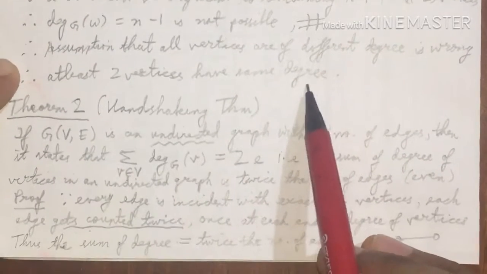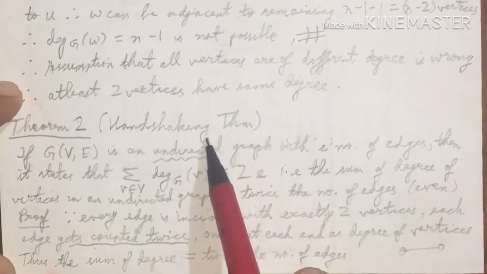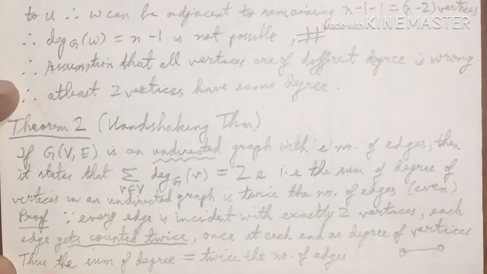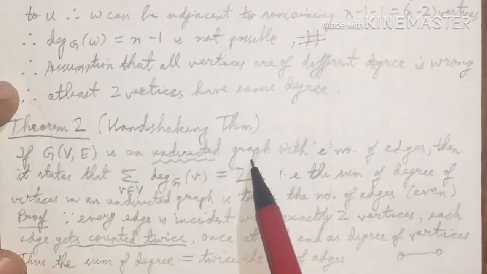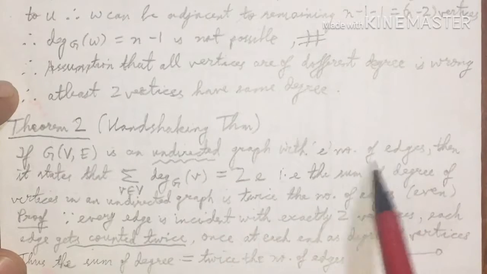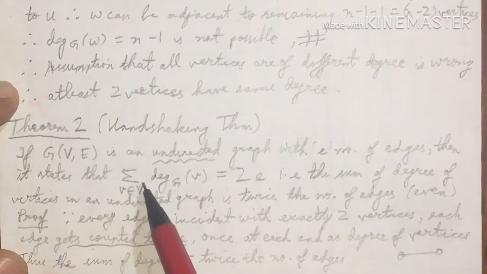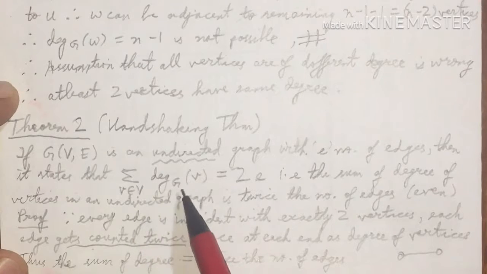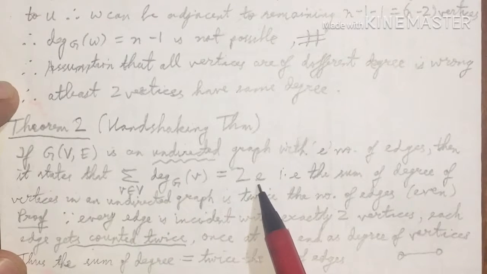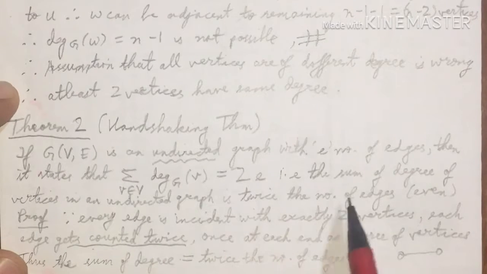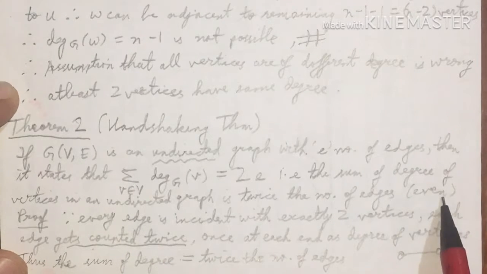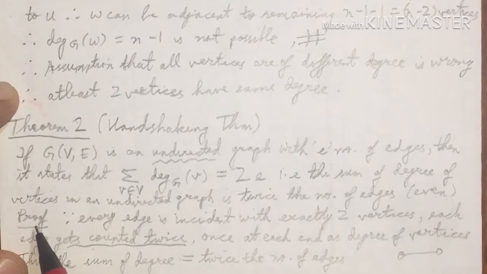Theorem 2 is the handshaking theorem. It's a very important theorem in graph theory. If G(V, E) is an undirected graph with E number of edges, then it states that the summation over v belonging to V of degree of v equals 2E. That is, the sum of the degrees of vertices in an undirected graph is twice the number of edges, hence it is even. The proof goes as follows.